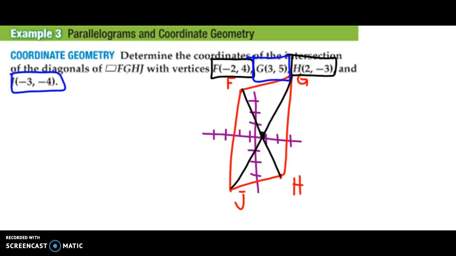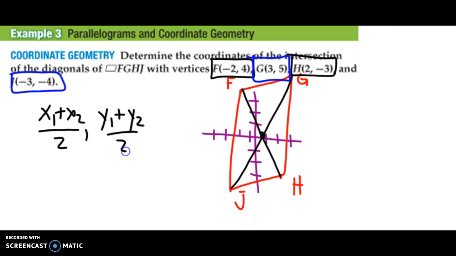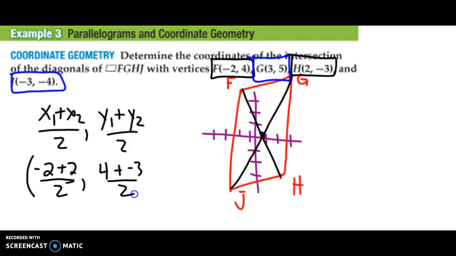Okay? So the midpoint of FH. Well, to find midpoint again, remember we add the x values and divide by 2, add the y values and divide by 2. So for ours, it's going to be -2 plus 2 divided by 2, and 4 plus -3 divided by 2. I solve those out, and I find out that the midpoint of that is 0, 1/2. Okay? That's the midpoint of FH.